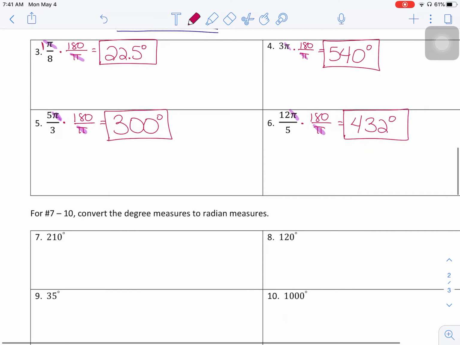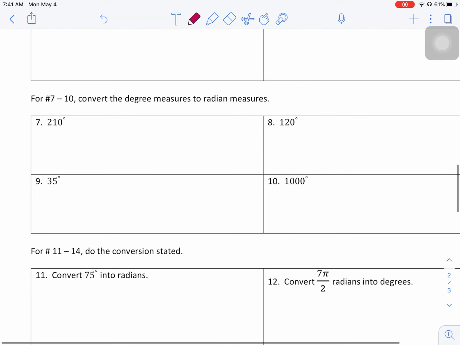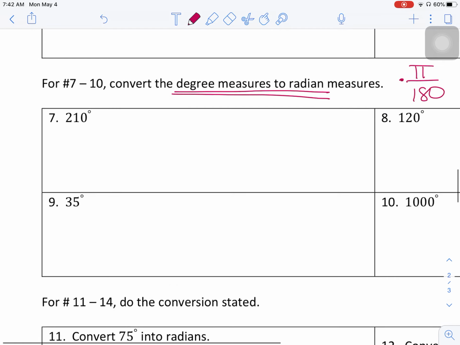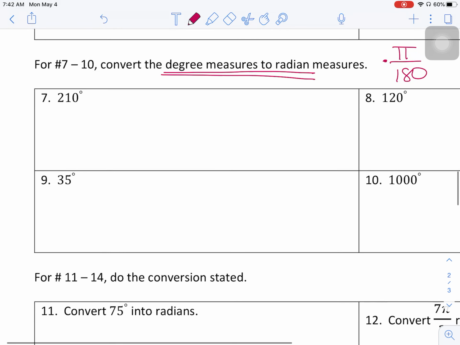All right, problems number 7 through 10, we're going to give you degree measures and ask you to convert to radians. So instead of using 180 over pi, I'm going to flip that fraction over. So we're going to multiply times pi over 180. All right, so I'm going to take my 210, let me zoom in a little bit here. I'm going to take 210 degrees. I'm going to multiply that times pi over 180.